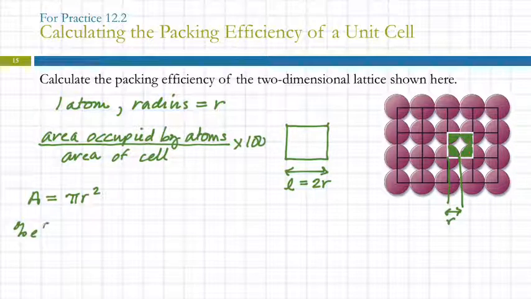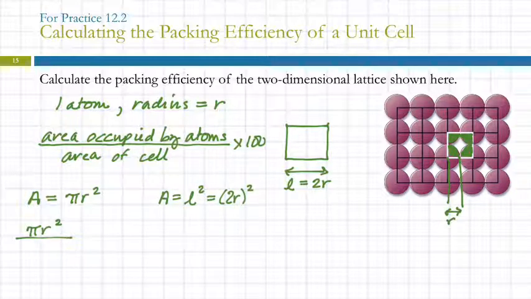So let's go down here. Well, there's not a really good abbreviation for that. So the area occupied by the atoms is equal to pi r squared. What's the area of the cell itself? It's 2r times 2r. The area of a square is equal to the length times the length, or the length squared. And so we've got 2r, that quantity squared. So we could also say, well, that's 4r squared. So the area of the whole cell is 4r squared.